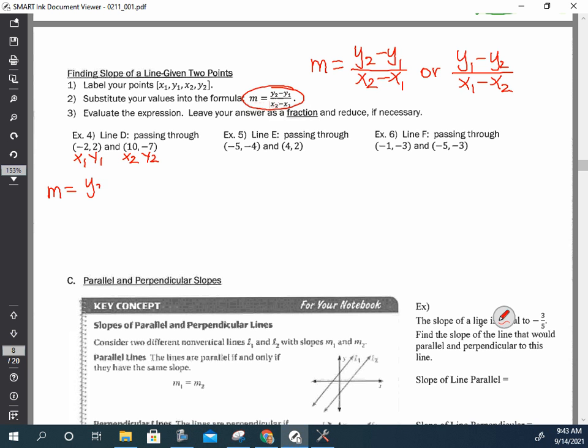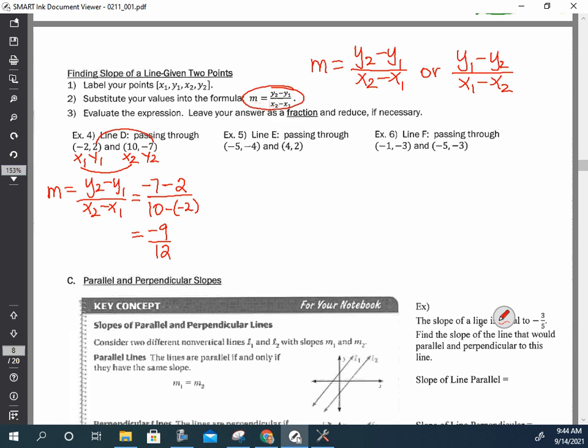Now we go to our formula. So you have y2, -7, minus y1, 2, divided by x2 minus x1, 10 minus -2. First thing, of course, is the setup. Now we evaluate it. -7 minus 2 gives you -9. 10 minus -2 is 12. So you have -9 over 12.